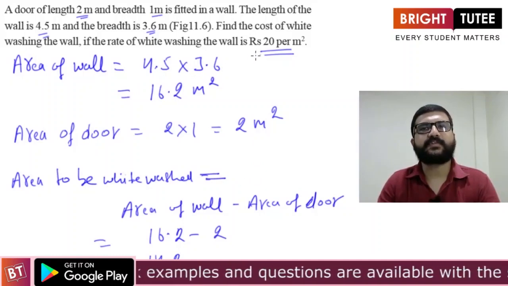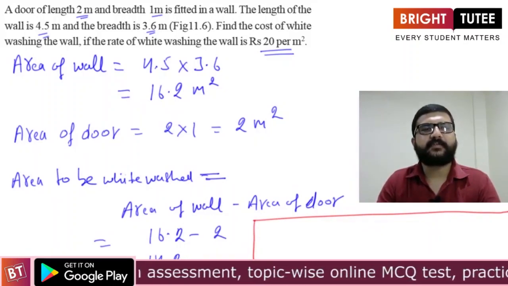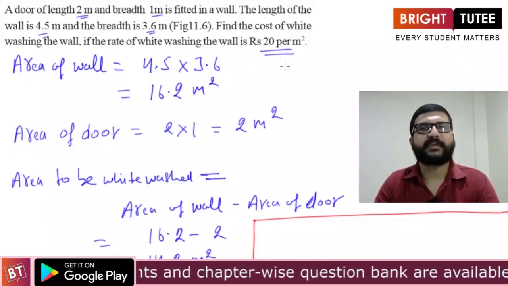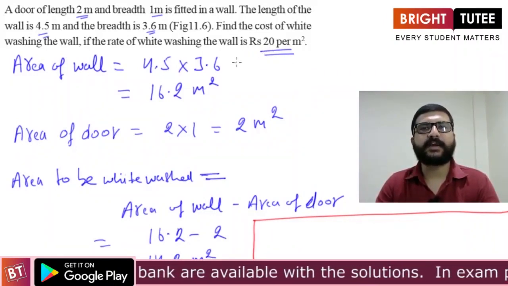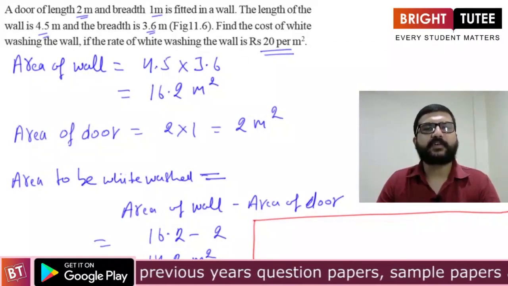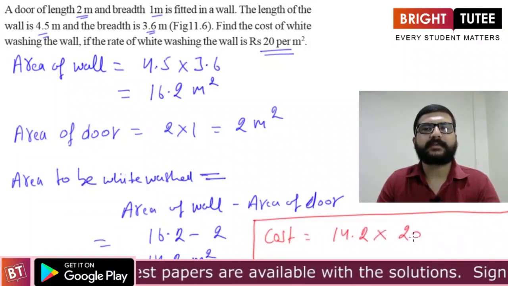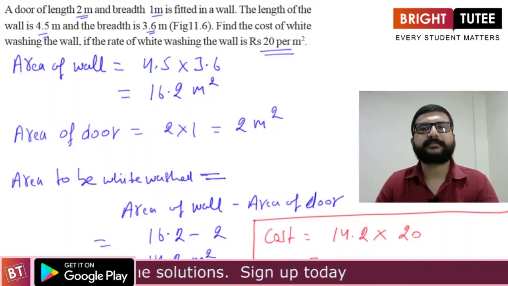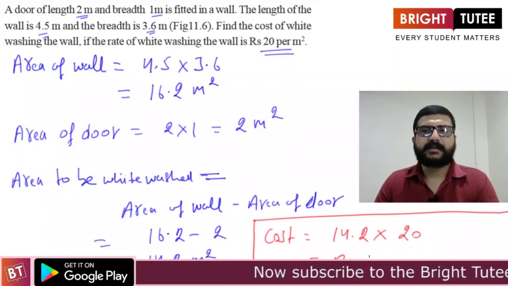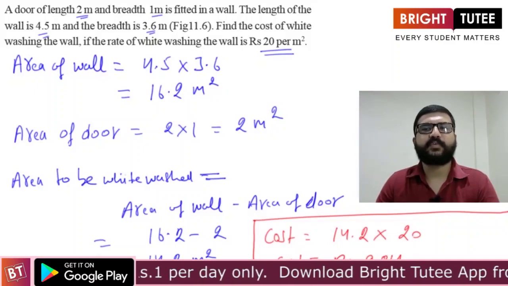The question is we have to find the cost of whitewashing. So now for finding cost, what we will do? We will multiply this area, which is 14.2 square meter, with the cost per square meter, because here it is given that the cost of whitewashing 1 square meter area is rupees 20. So therefore the cost for 14.2 square meters will be 14.2 into 20. Now what will be 14.2 into 20? This is equal to rupees 284. So therefore the cost is equal to rupees 284.